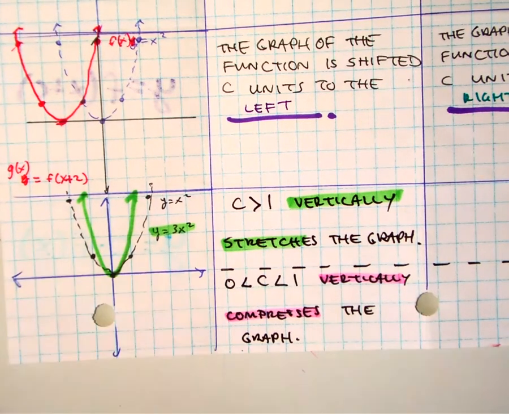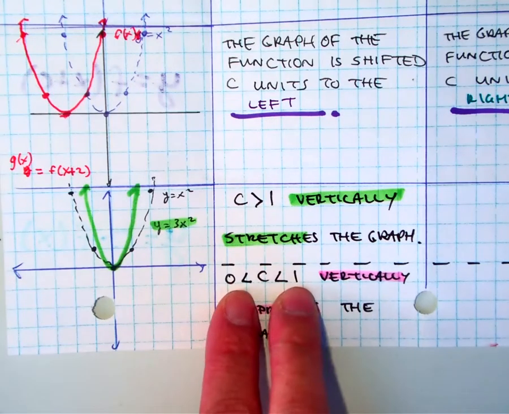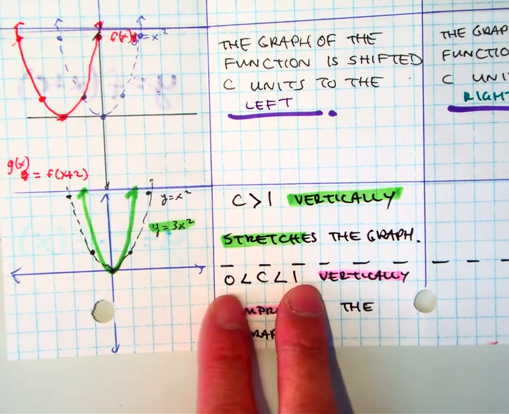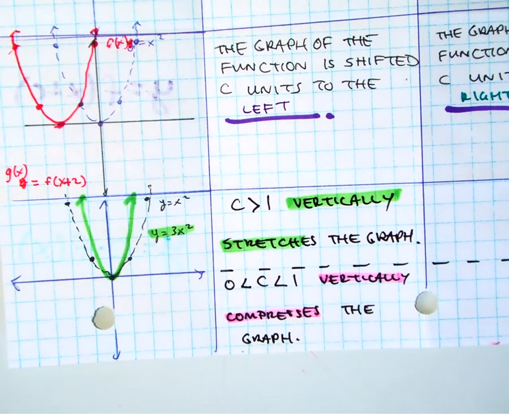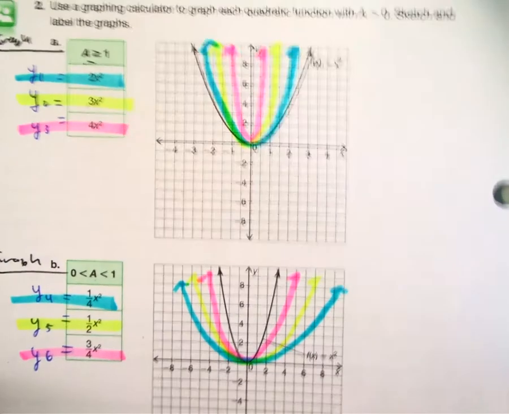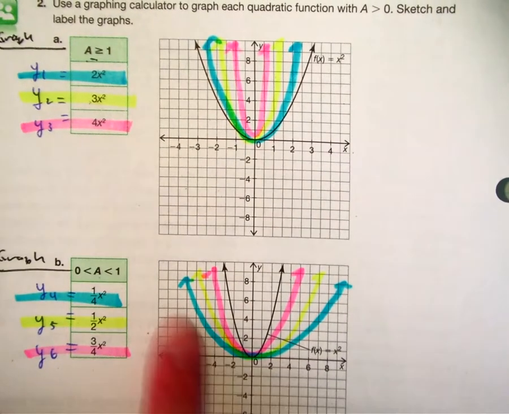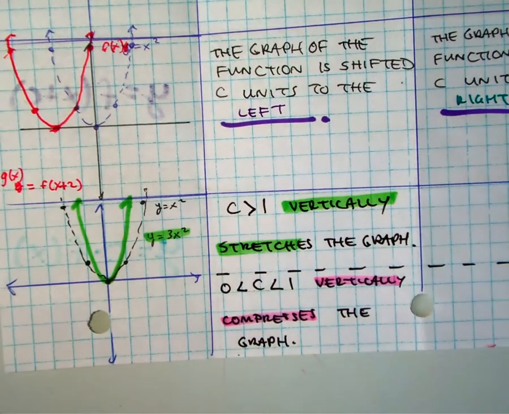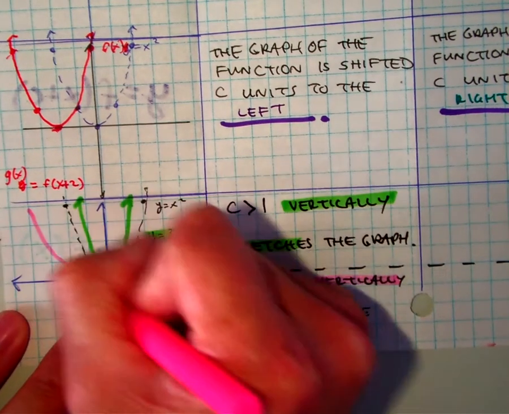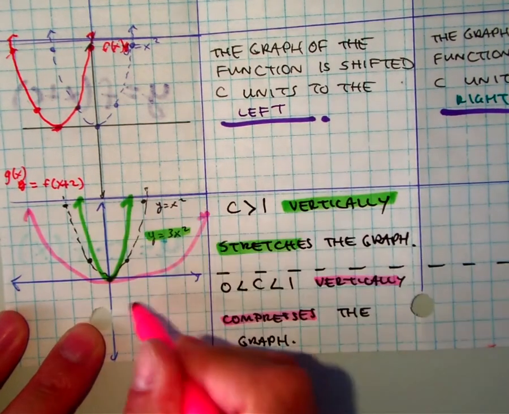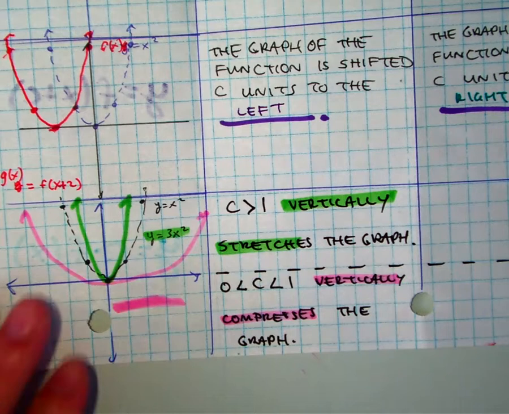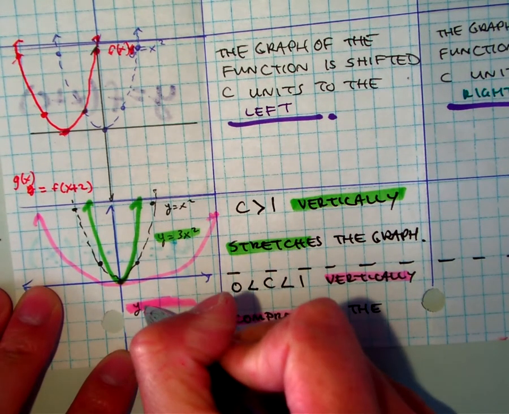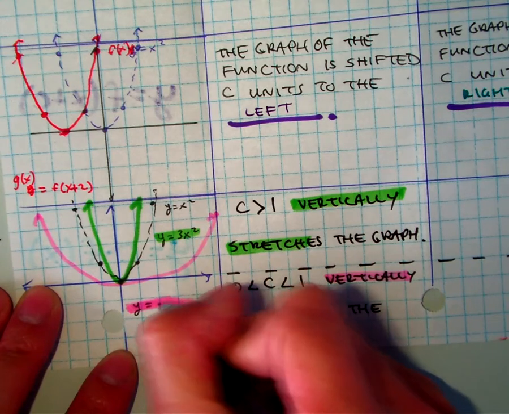Okay? Now, if your number is between 0 and 1, so think about money. Between 0 and $1, like a fraction or decimal, what's going to happen to our graph? It gets wider, right? So let's draw a graph. Someone give me a number between 0 and 1. Something like 0.08.